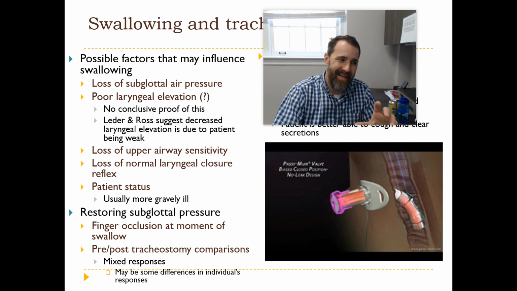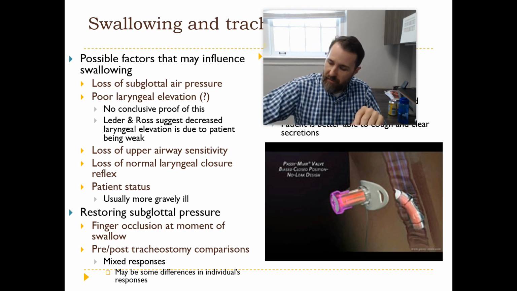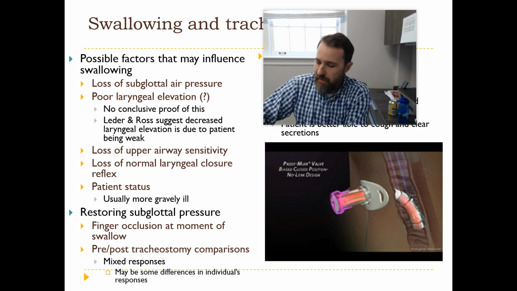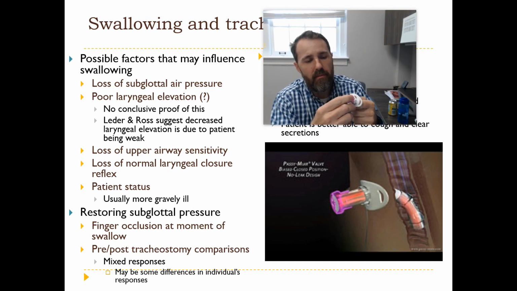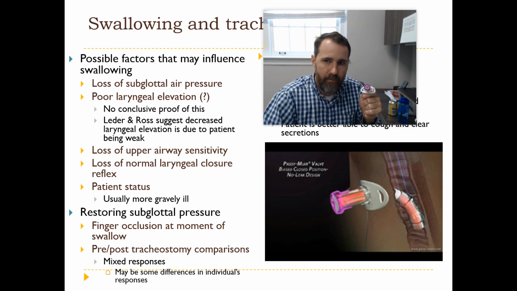All right, now let's add the last feature that we're going to talk about to tracheostomy tubes, and that is the speaking valve. The most common speaking valve is called the Passy-Muir valve, and essentially what the speaking valves do is that they hook on to the end of the tracheostomy tube.